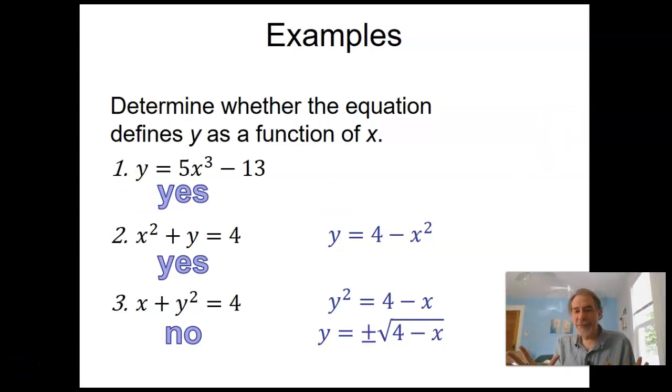Now here's what we have left to talk about in this section. We have to talk about domain and range, what those mean for functions and how to find them. And we'll talk about how function notation works when you're actually evaluating a function based on its formula. So I'm going to end this video here and come back in the next video and we'll talk about those things.